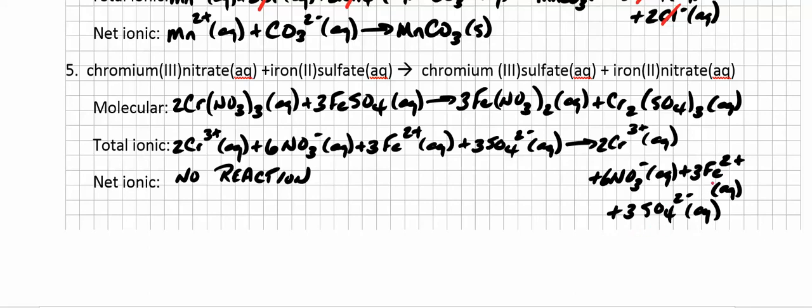But look what's going to happen. We've got 2 of these, and we've got 2 of these. We've got 6 of these, and we've got 6 of these. We've got 3 of the Fe2+ on the right-hand side. We have 3 SO4 2- over here. Everything is a spectator. There's nothing left. There's no reaction. So we're going to put for the net ionic equation, no reaction, and that'll do it for this particular worksheet. I'll see you on the next one. Thank you. Bye-bye.